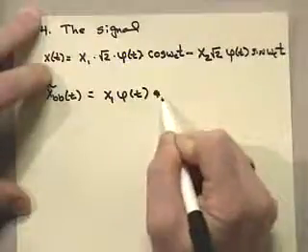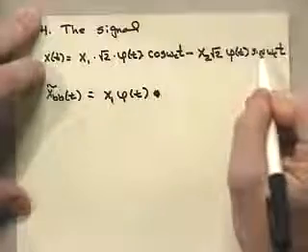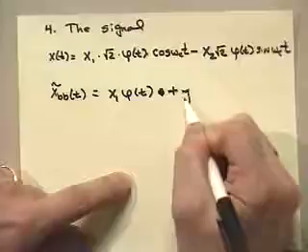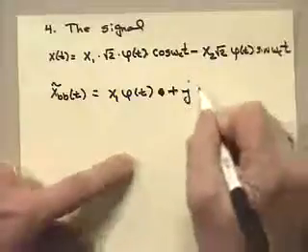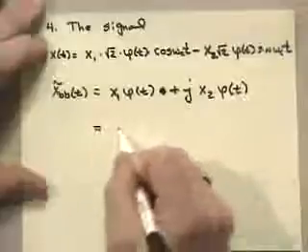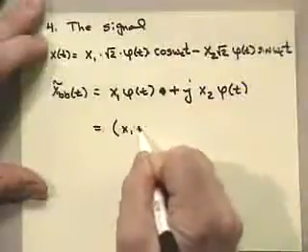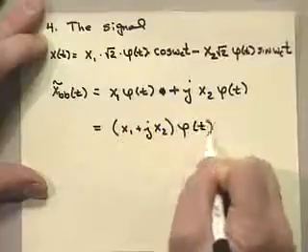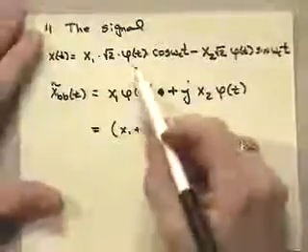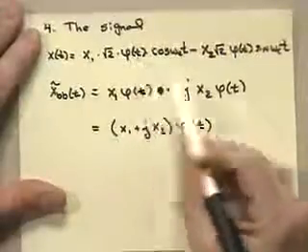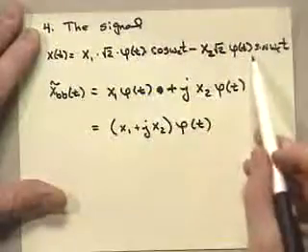Then I look at the part that multiplies the minus sign, so I have plus j x2 of phi of t, and in fact, I could write this as x1 plus j x2 times phi of t. Remember I said any basis function we use for PAM that we kind of liked could be used in the QAM modulation functions.